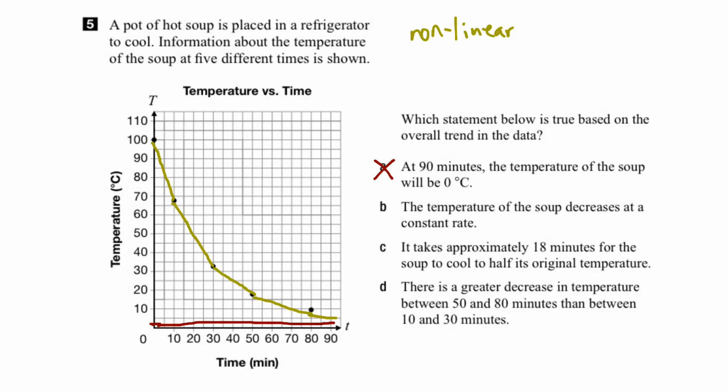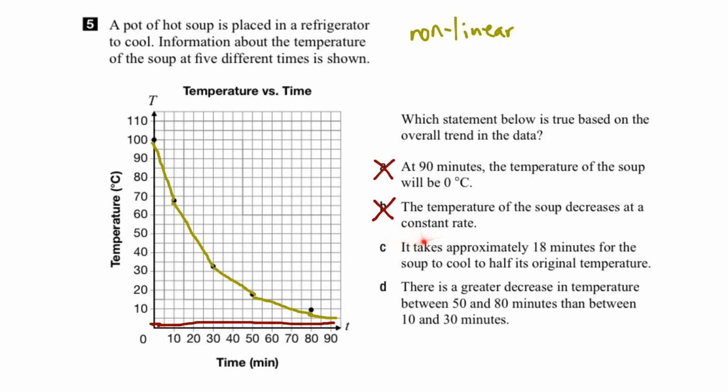All right. B, the temperature of the soup decreases at a constant rate. Well, we saw that earlier. The rate of change here is not constant, so therefore this is not the right answer. This is a nonlinear graph.